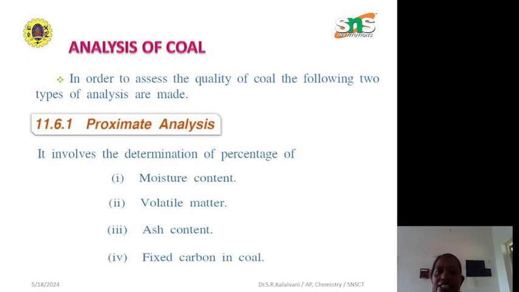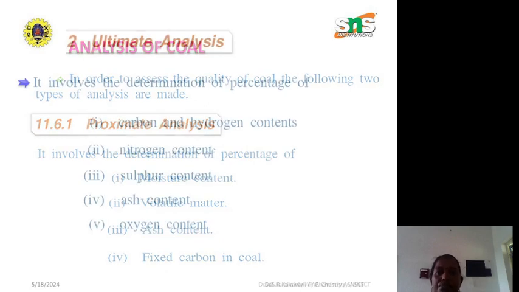The next is analysis of the coal. Actually, in order to assess the quality of the coal, the following two types of analysis are made. First one is proximate analysis, another one is ultimate analysis. Proximate analysis involves the determination of the percentage of moisture content, volatile content, ash content and fixed carbon in coal. These are the important parameters to analyze the quality of the coal.